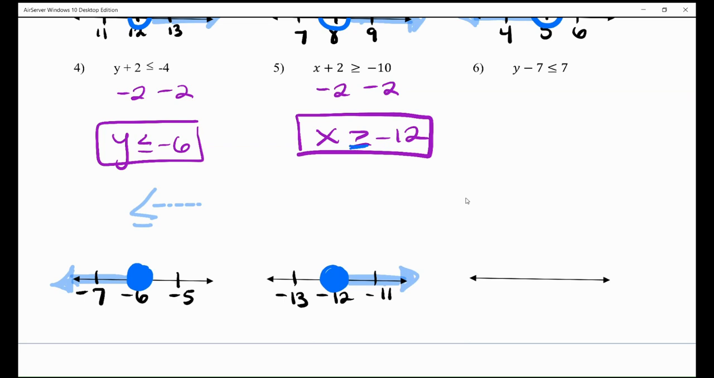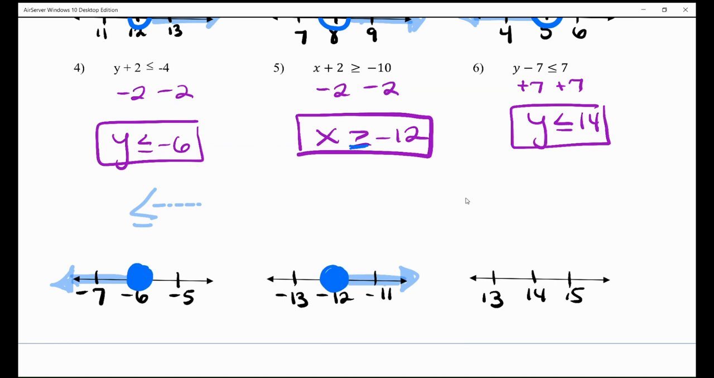And the last inequality. y minus 7 is less than or equal to 7. So the inverse operation would be to add 7 to both sides. So we get y is less than or equal to positive 14. Put 14 in the middle of your number line and graph. 14 is included, so we're going to do a closed circle at 14 and shade to the left to represent values that are less than or equal to 14.